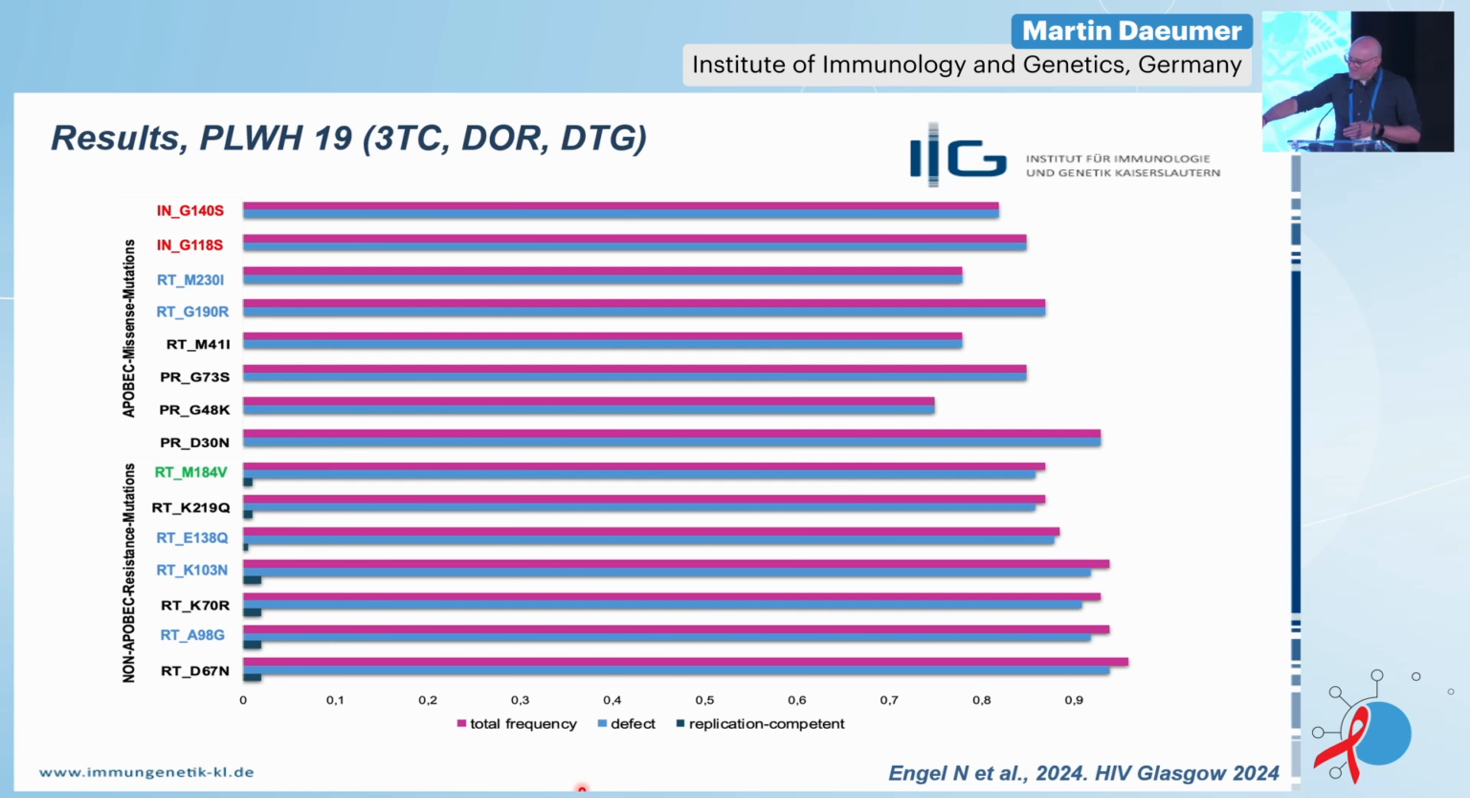But if you look here at the total frequency and those variants which are defective, you see that this is completely the same. All of these up here, the APOBEC missense mutations, are replicatively inactive, and here is just a rest of those which may be replicatively competent.